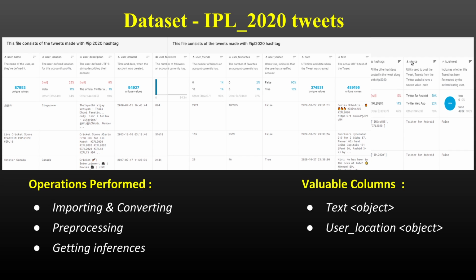Next, we have source, which shows the utility used to post the tweet: Android, iPhone, web, etc. And the last we have is retweeted. It indicates whether this tweet has been retweeted by an authenticated account or not. So as we can see, most of the attributes are categorical, with three integer type and two boolean type.